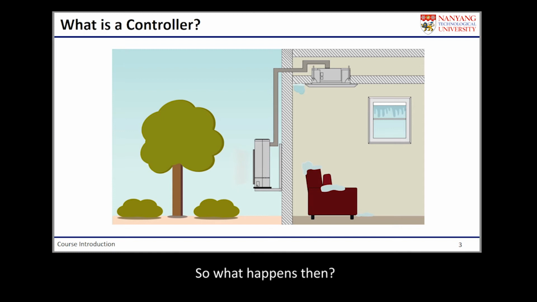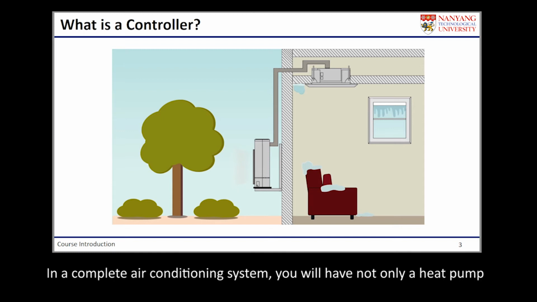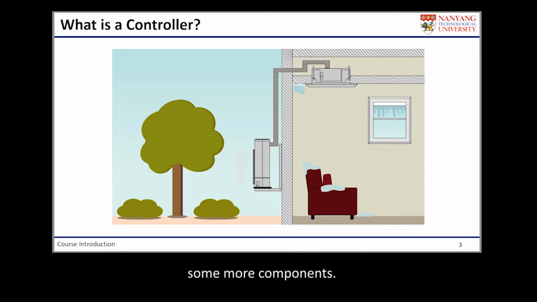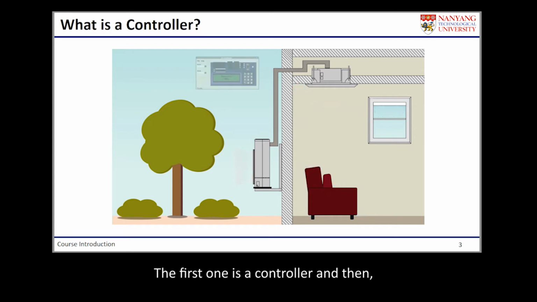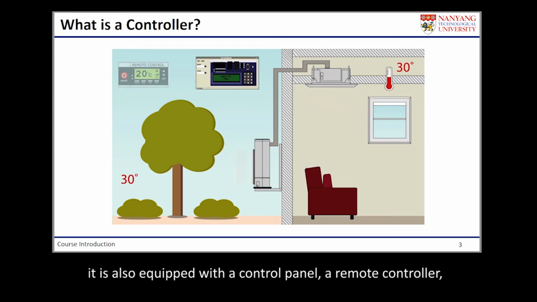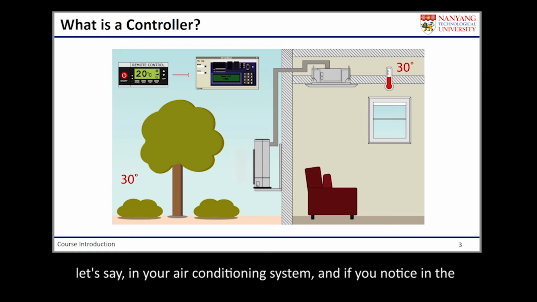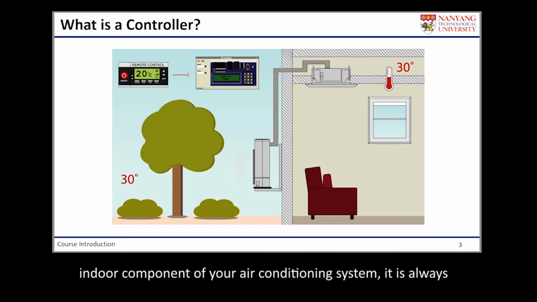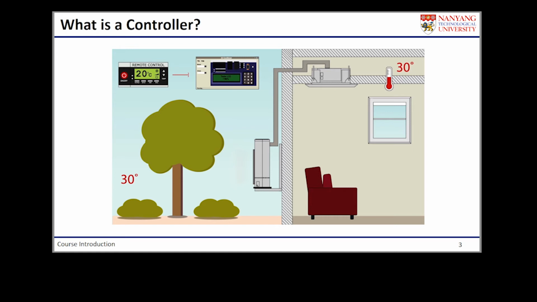So what happens then? In a complete air conditioning system, you will have not only a heat pump, but a complete air conditioning system will be equipped with some more components. The first one is a controller, and it is also equipped with a control panel, a remote controller, let's say. And if you notice in the indoor component of your air conditioning system, it is always equipped with a temperature sensor.